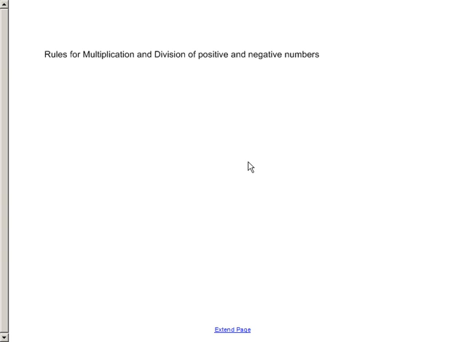All right, so welcome back. What are the rules for multiplying and dividing positive and negative numbers? Again, we've done this. A positive number times a positive number equals a positive number. A positive number divided by a positive number equals a positive number.